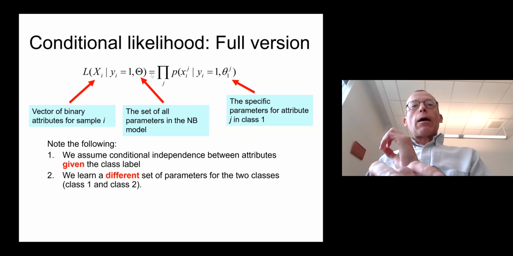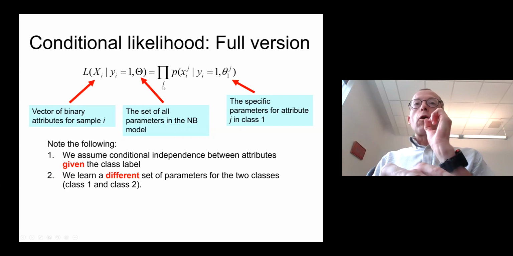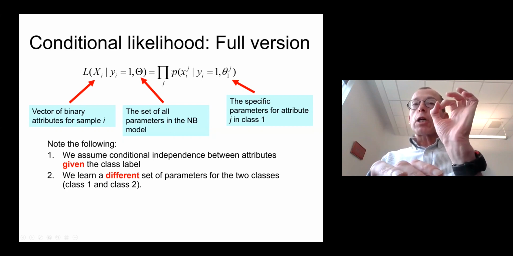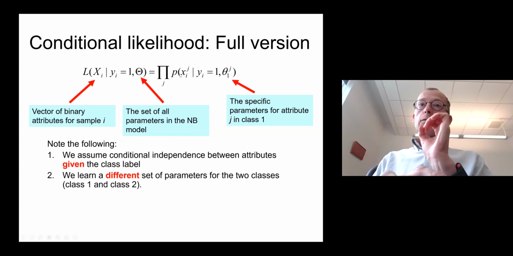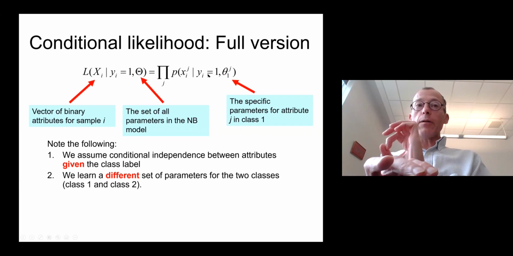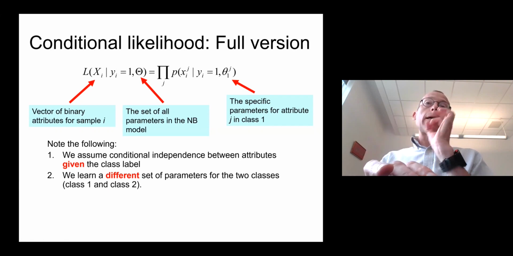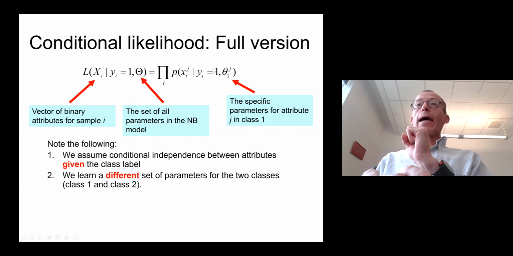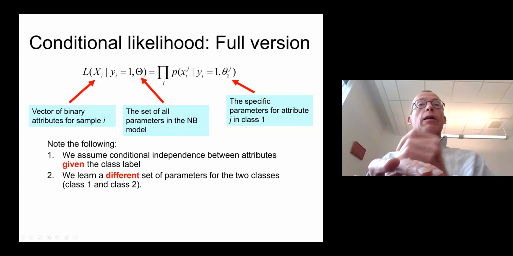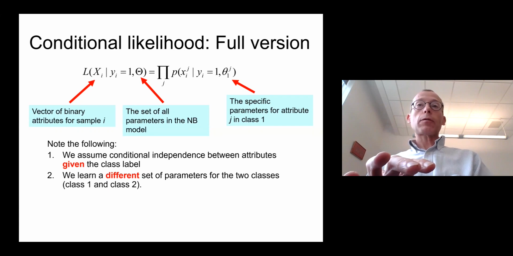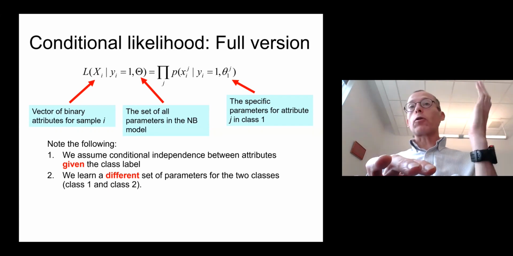Okay, so again, it's important to realize that we don't assume independence between the features. We only assume conditional independence, so independence conditioned on the class label. And of course, we learn different parameters for the two classes. So we have theta 1j, let's say j is the fifth feature. So let's say j is whether you're married or not.